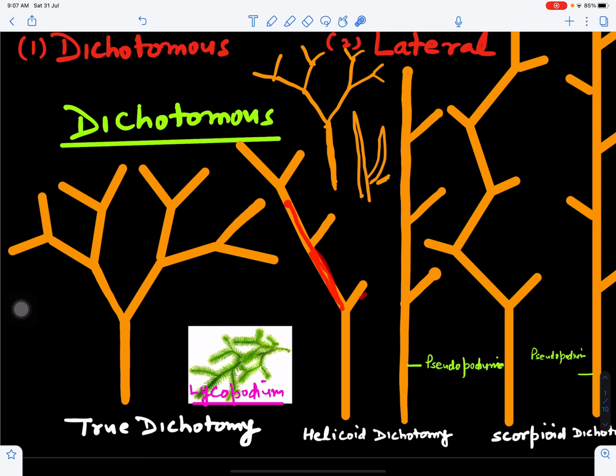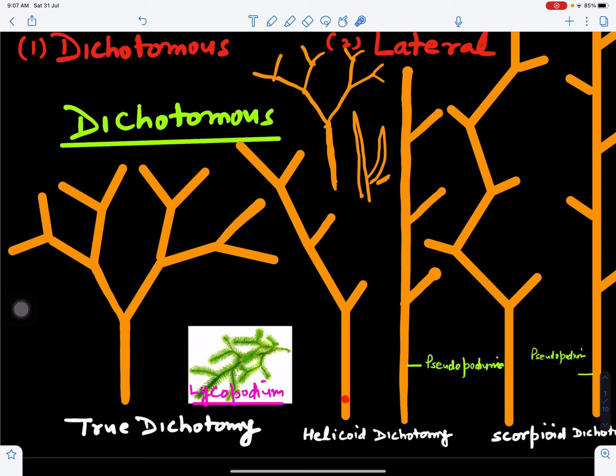Now this further divides into two. Again, its growth is suppressed on this side. This further branch will grow into two types. Here growth is suppressed. So growth of the lateral branches is suppressed on one side only. So this is called helicoid dichotomy. Now helicoid dichotomy is when branches on one side are suppressed, and on the other side growth is proper. So this is called helicoid dichotomy.